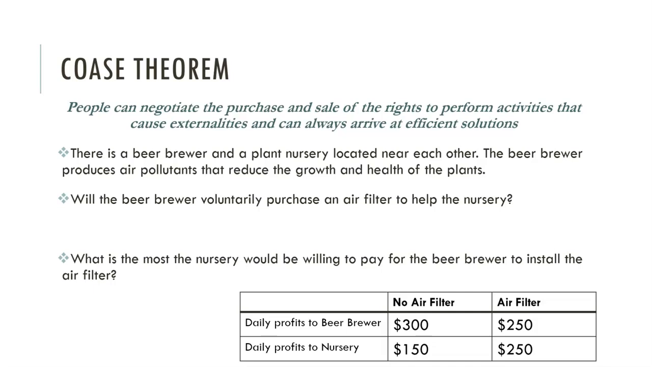And what is the minimum they would accept? So the beer brewer, they're looking at their profits going down to $250 a day with the air filter. So they're going to want a minimum of $50 to put in an air filter because they don't want to lose money. And the nursery, their profits would go from 150 to 250.